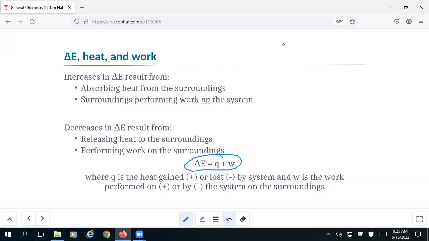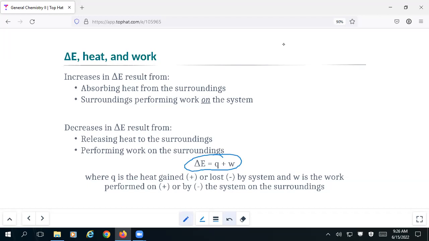And so when the system is doing heat, meaning it's pushing heat out, or when it's doing work and pushing work out, both of those would result in negative energy, decreases in our delta E for the system. When heat comes in, or when the surroundings do work on the system, so the system has work done on it, that is going to increase the internal energy. That's going to bring it up.